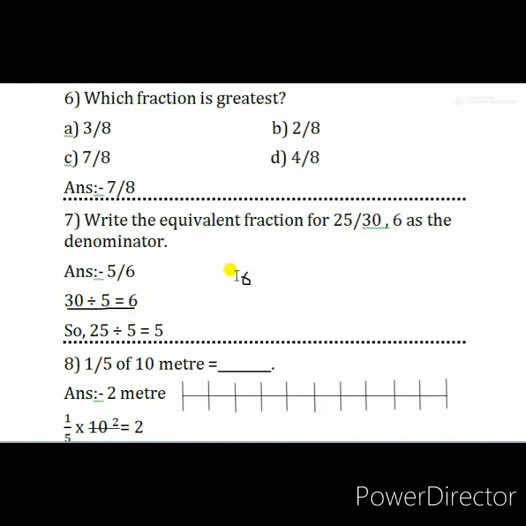In the same way, here the numerator is 25. 25 also we have to divide by 5, because we divided the denominator by 5 and got the denominator 6. So the numerator 25 also we have to divide by 5. So the answer will be 5 by 6, or 5 upon 6. This is the equivalent fraction for 25 by 30. 5 by 6 is the equivalent fraction for 25 by 30.